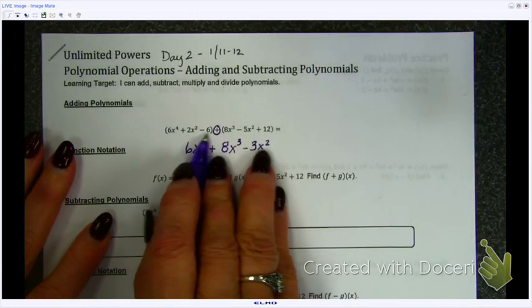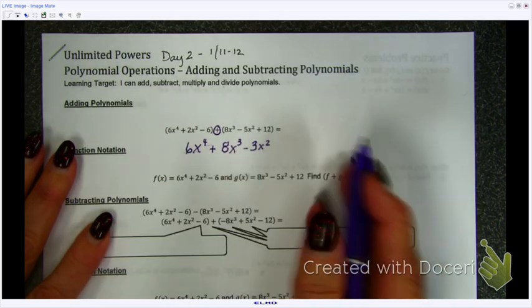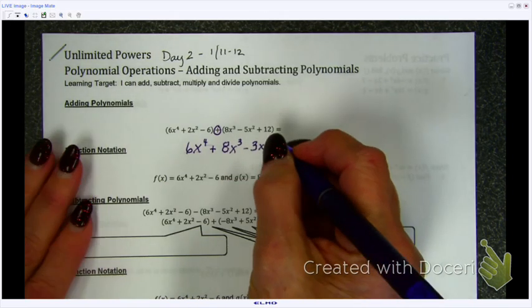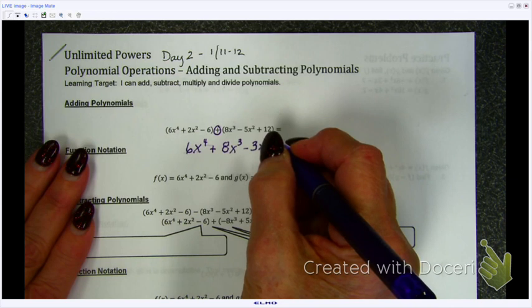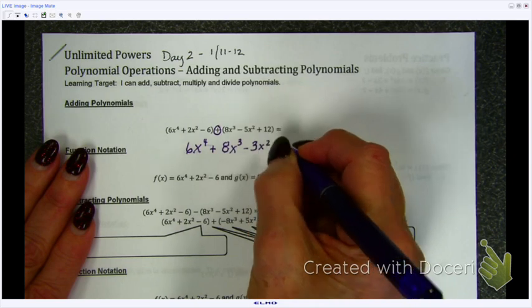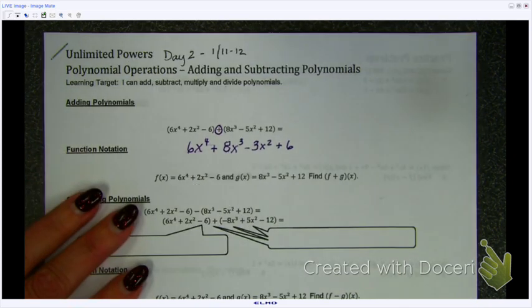Then I have a minus 6 and a plus 12. What is negative 6 plus 12? Negative 6 plus 12. Plus 6. So that's the answer.